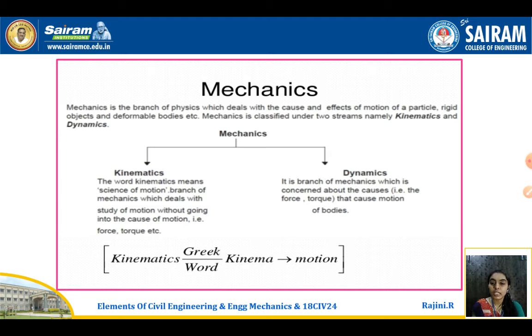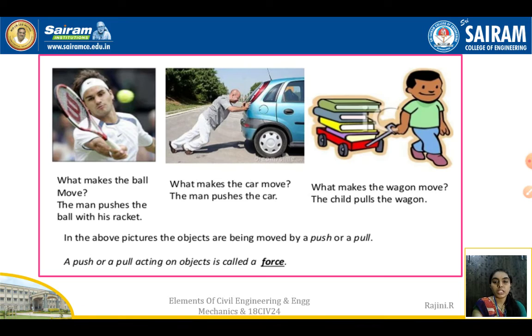The word kinematics means the science of motion, that is a branch which deals with the study of motion without going into the cause of the motion, that is force, torque, etc. It's a Greek word, kinema. Kinema means motion. So this is the definition of kinematics. We will briefly go through the detailed study about kinematics now.